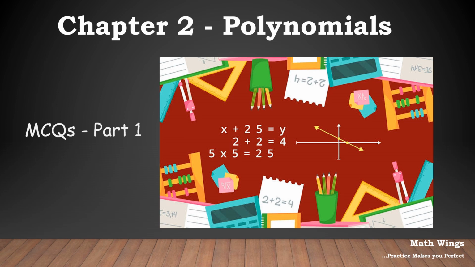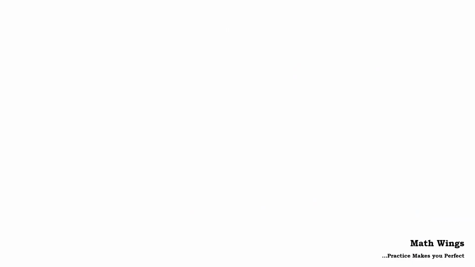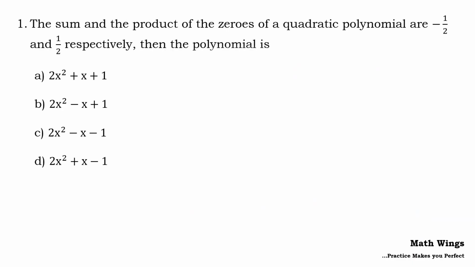Today we are going to start with the chapter Polynomials. So let us begin. Here is our first question. The sum and product of zeros of a quadratic polynomial are minus half and half respectively. Then the polynomial is. So to answer this question, let us recall the concept we had learned.